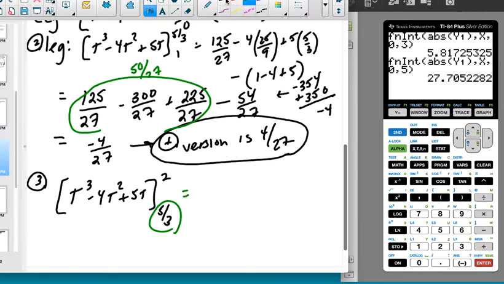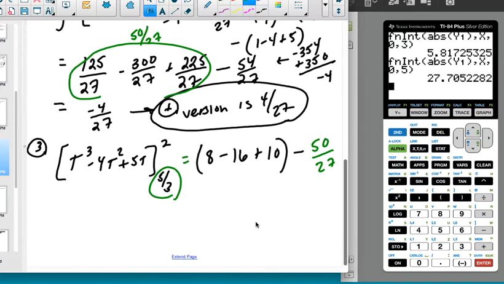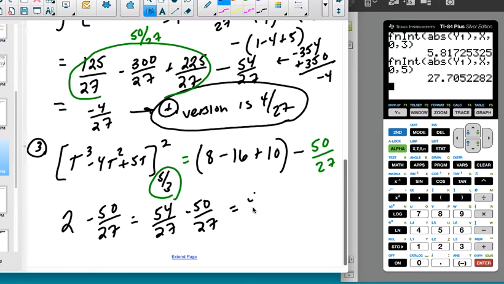So I'm going to get that this is 8 minus 4 times 4, which would be 16, plus 10, minus, and then I already figured out that when I plugged in the 5/3 before, it was 50 over 27. So let's just stick with that and not absolutely destroy our souls by doing it over again. So I'm pretty sure I get 2 minus 50 over 27, right? Which is 54 over 27, or 420, minus 50, my bad. I skipped the minus 50. So minus 50 over 27, which is another 4 over 27.